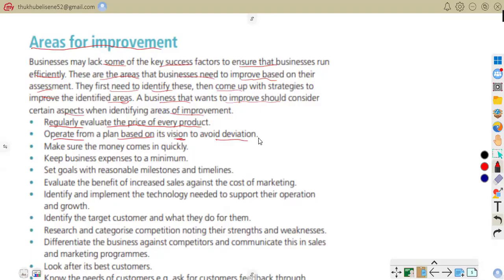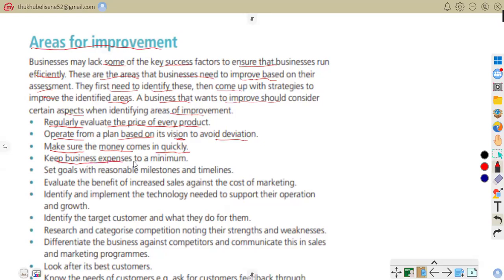Meaning to say, the business should follow a clear business plan linked to its vision so that it stays focused and does not move away from its goals. So that is that. Make sure that the money comes in quick. So the business should manage cash flow effectively and collect money from customers on time so that it can pay its expenses. So we need to say the business follows up customers who have not paid their account to ensure that the money comes into the business on time.